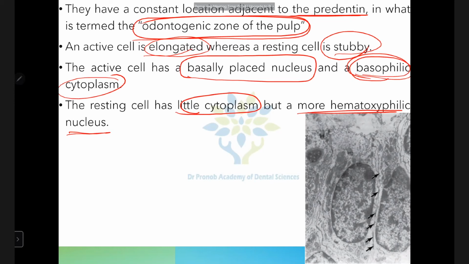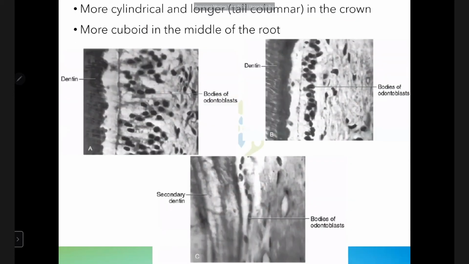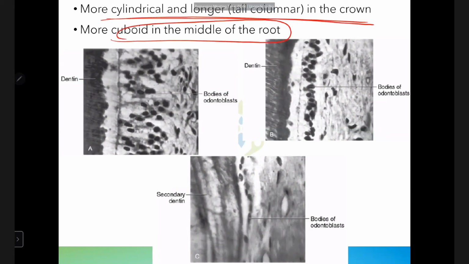Okay, so here in this picture, we can see the connection at this arrow mark. It is showing the connection between two adjacent odontoblasts. There are a lot of junctional complexes present between the cells. With these junctional complexes, the two adjacent odontoblasts are contacting each other. Okay, next. These odontoblasts are more cylindrical and longer in the crown, whereas they become more cuboidal in the middle of the root.